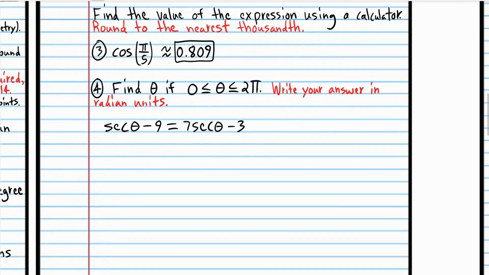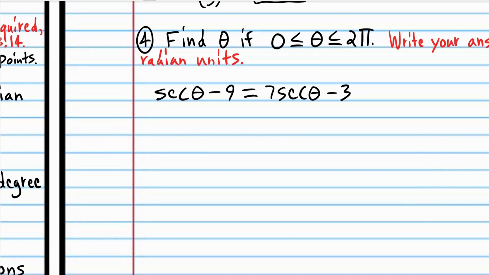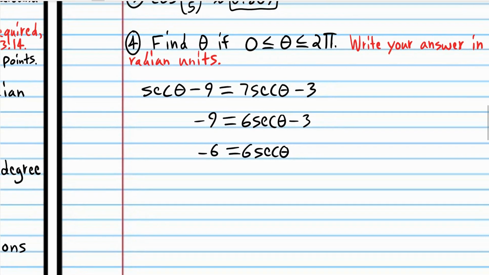Try number 4. Be sure to write your answer in radian units, and when you come back, we'll do it together. Okay, we're back. I'm going to subtract secant theta from both sides of the equation, and I'm going to add 3 to both sides of the equation, and then divide. Well, maybe I should do this in steps just in case anybody gets confused. Then we're going to divide both sides by 6, and we see that secant theta is equal to negative 1.